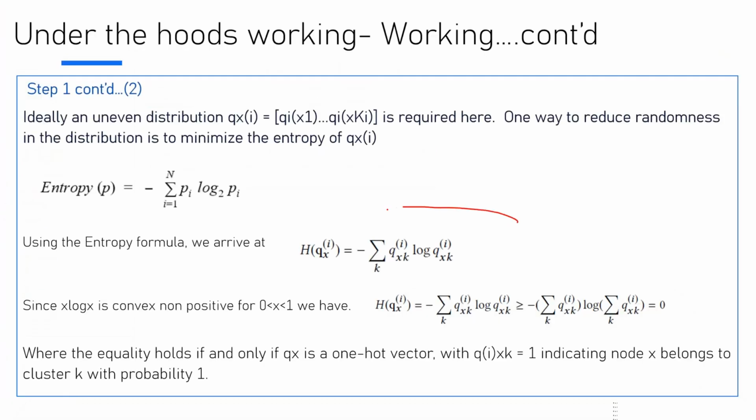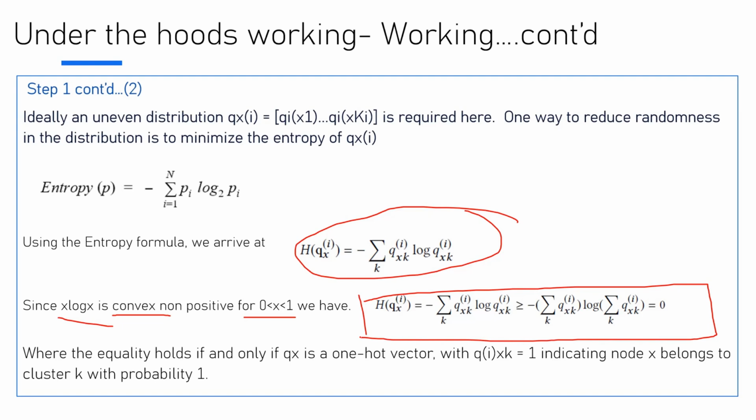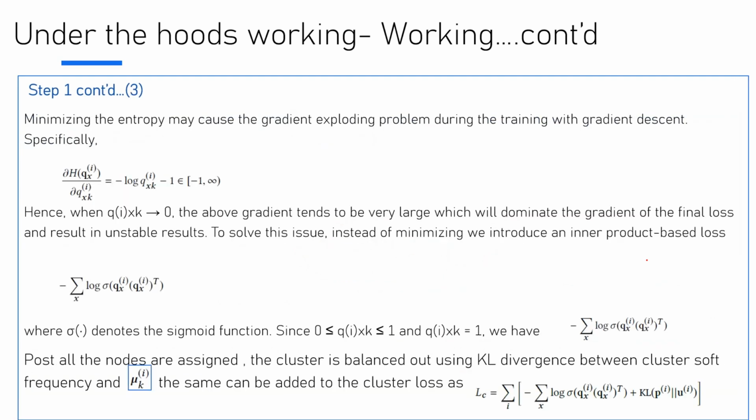Having worked out the entropy formula, if you take a good look at it, it's in the form of x log x, which is convex and non-positive for x greater than 0 and less than 1, and we have an equation given here in the form of the sum over x of Q_X of I and so on. If the equality has to hold, then Q_X, which is a one-hot vector, Q_I of X_K has to be equal to 1. This indicates that it belongs to cluster K with a probability of 1. So this becomes our starting equation for cluster assignment probability. But apparently, the story doesn't end there.